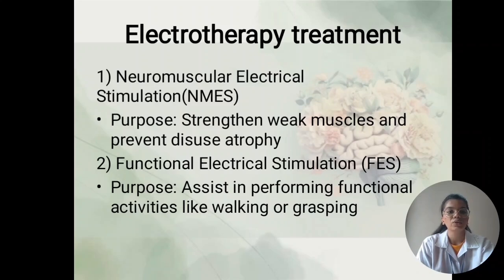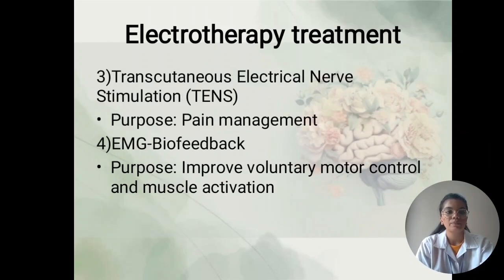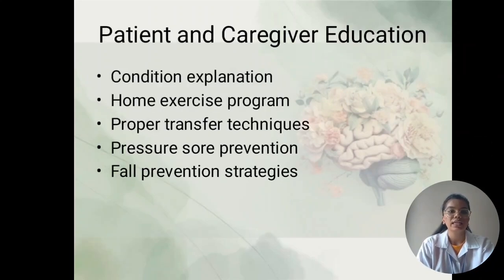So we can give NMES, that is neuromuscular electrical stimulation, to strengthen weak muscles and prevent disuse atrophy. Then we can give functional electrical stimulation to assist in performing functional activities like walking or grasping. For pain management we can give TENS, and for improving voluntary muscular control and muscle activation we can give EMG biofeedback. Now the patient and caregiver education.